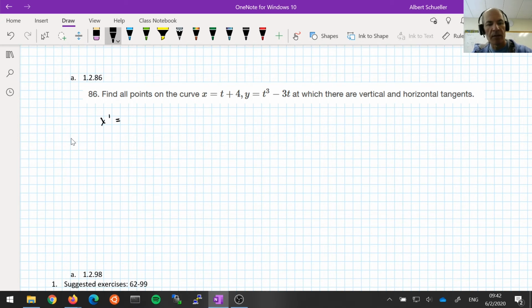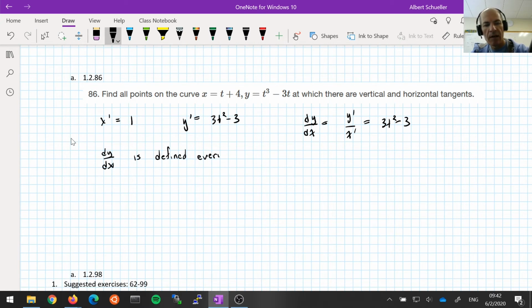We'll compute x prime. The derivative of t plus 4 with respect to t is just 1, and y prime, the derivative of t cubed minus 3t, is just 3t squared minus 3. We'll compute dy dx as y prime over x prime, or 3t squared minus 3. Notice that dy dx is defined everywhere. So there are no vertical tangent lines.